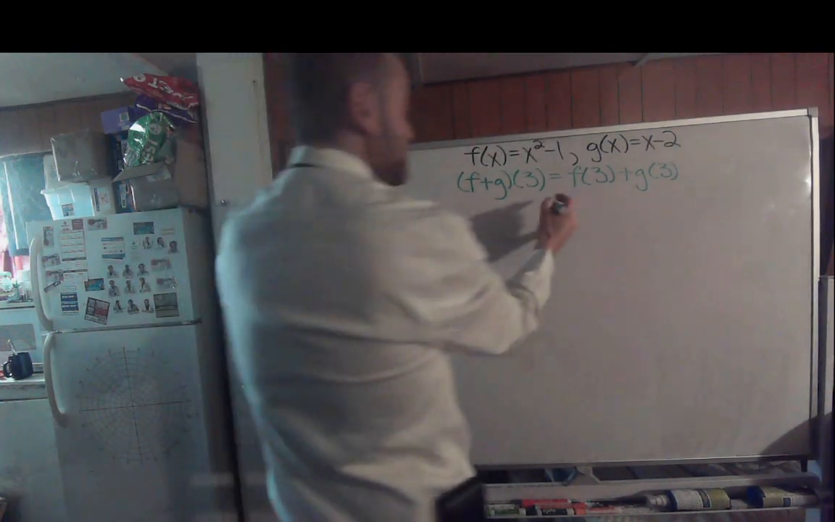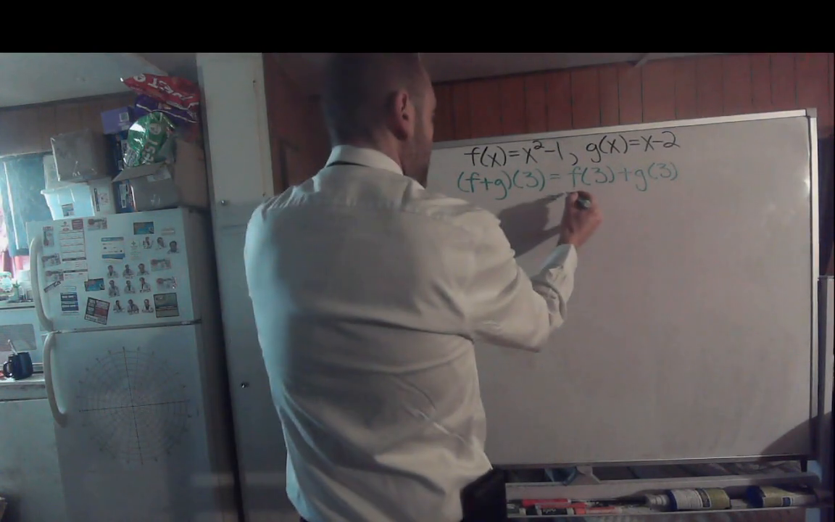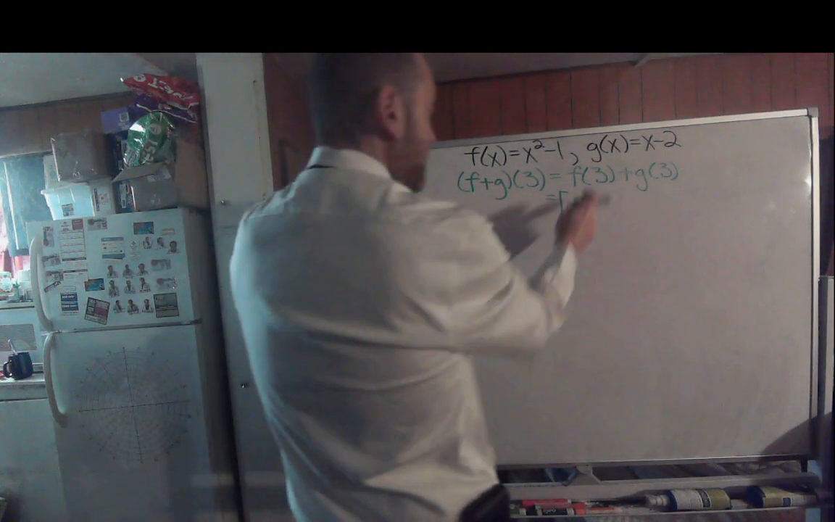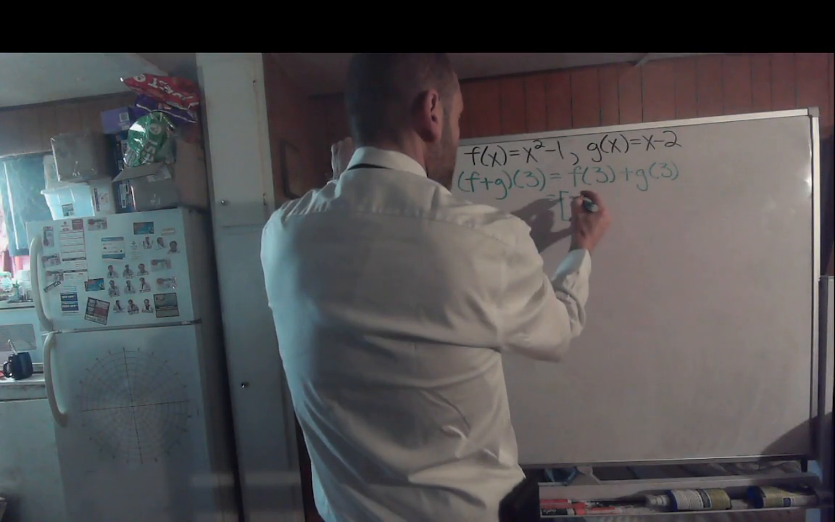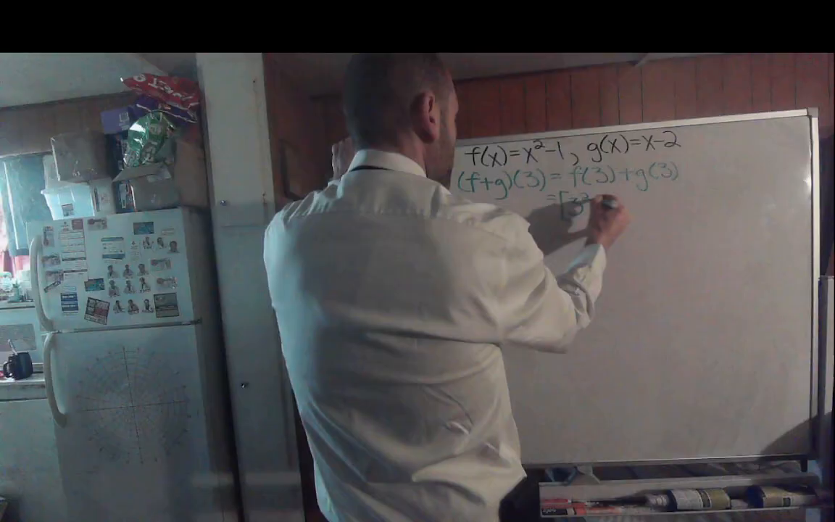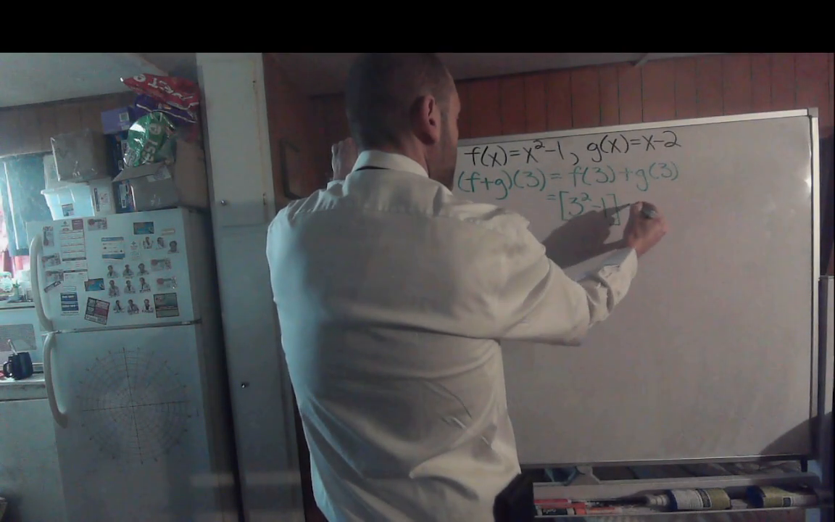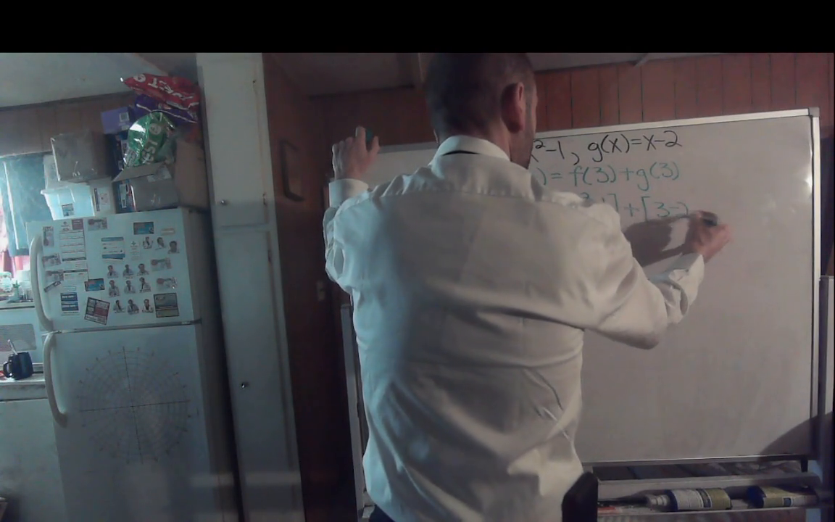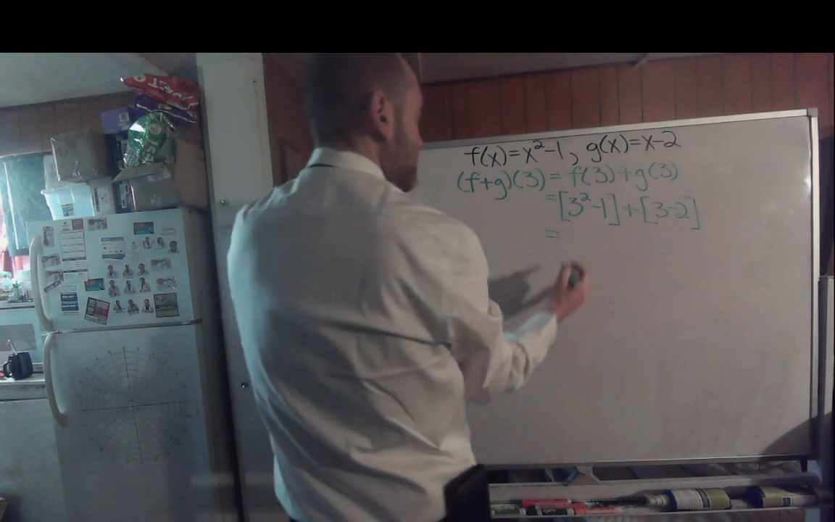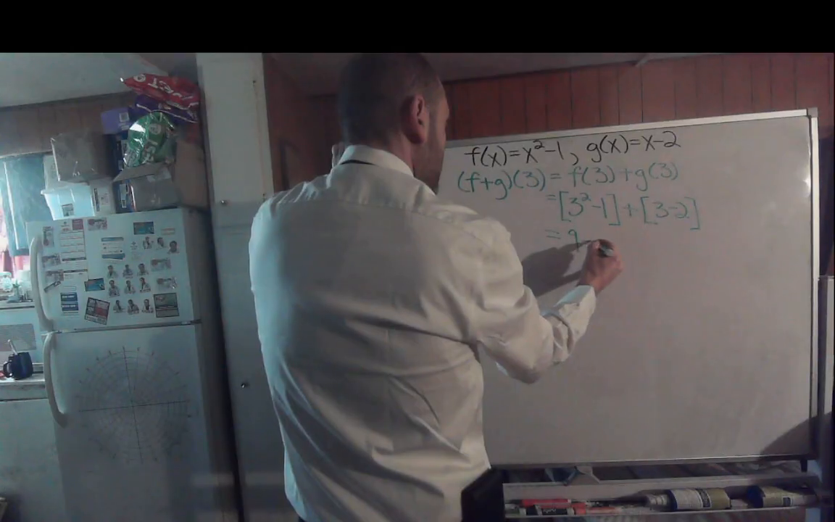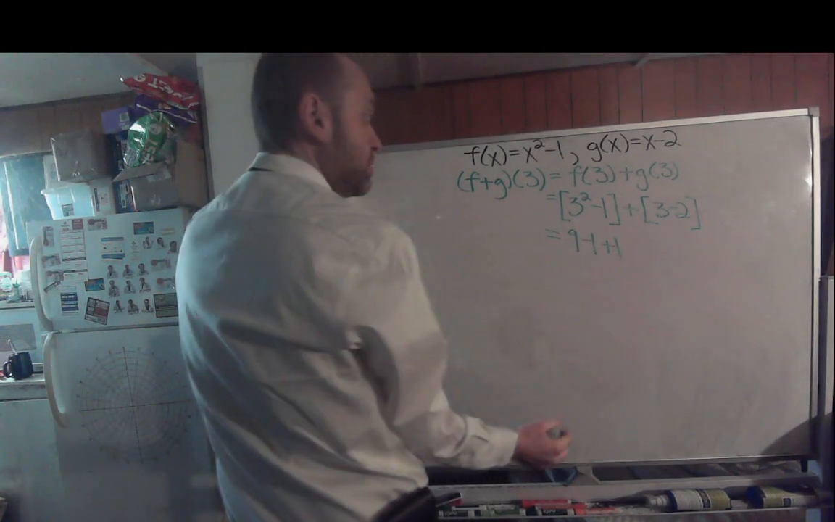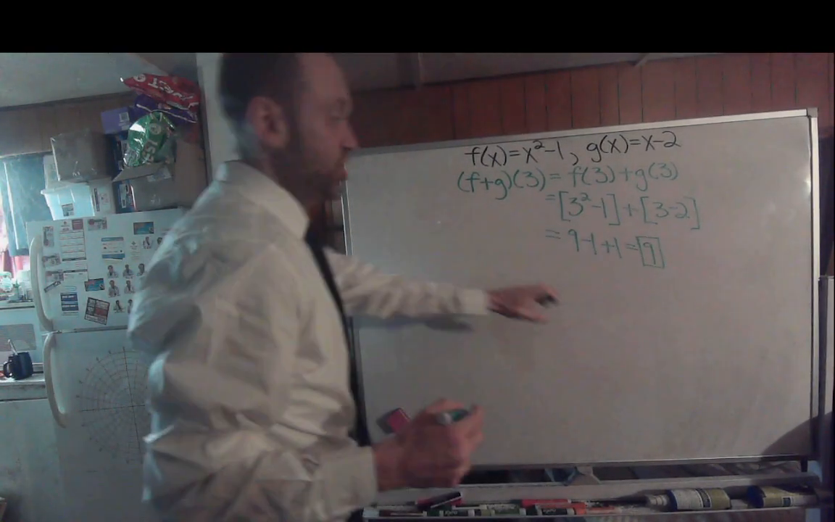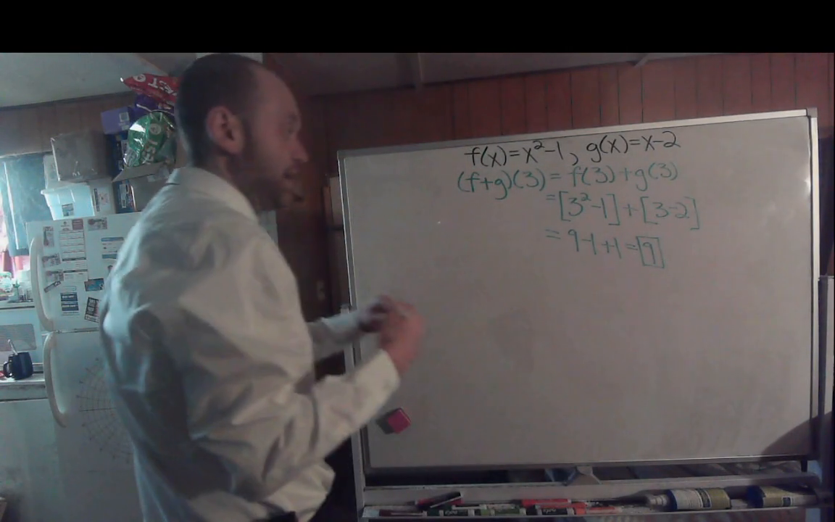All right, so what is f of 3? I'm going to make some brackets here to denote each function. So for f of 3, you put in the 3 for that x squared, so that's going to be 3 squared minus 1, that quantity, plus for the g of 3, that would be 3 minus 2. So you would end up getting 9 minus 1 plus 1, which would just give you 9. So f plus g of 3 is going to be 9.